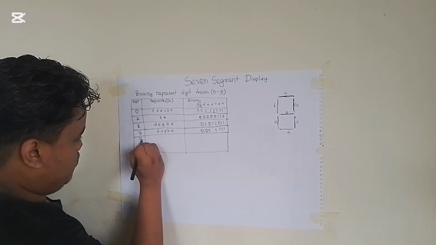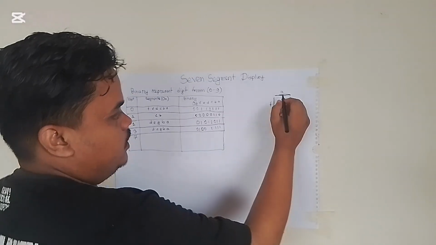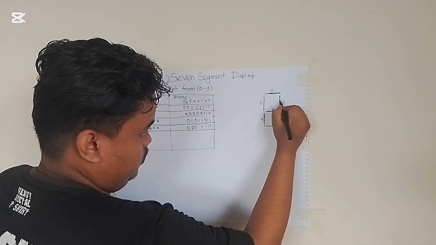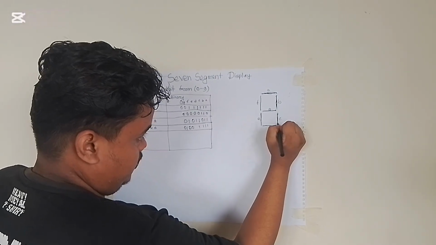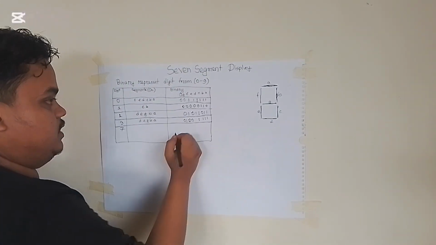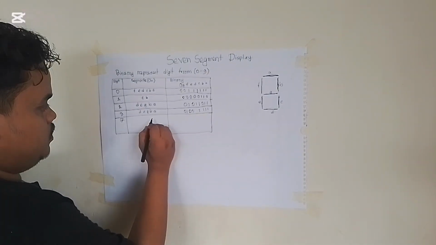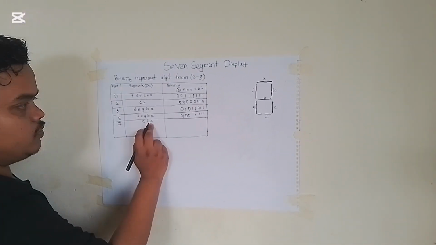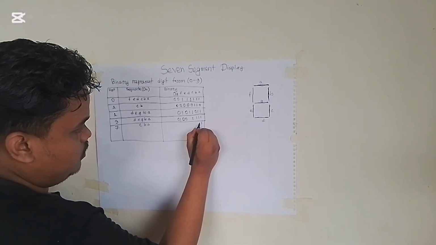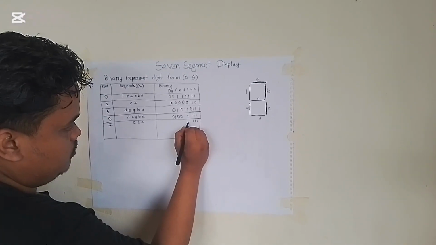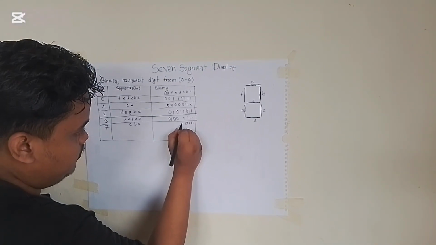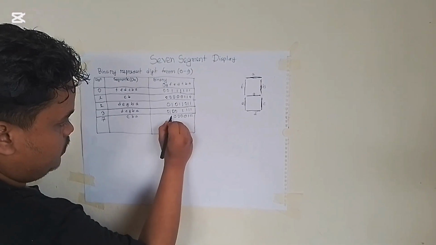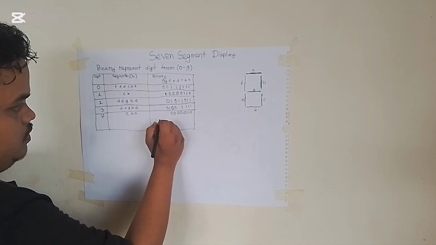Find for 7. For 7, here segment A is on, B is on and C is on, and the rest of the segments are 0. A, B, C is on. So for the binary number, the rest of the elements are 0.